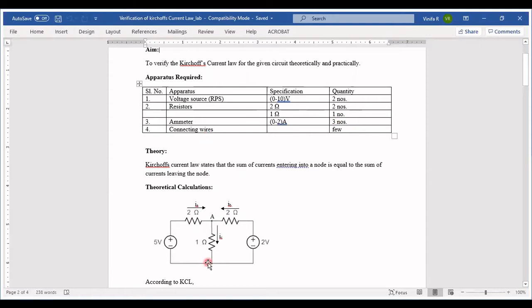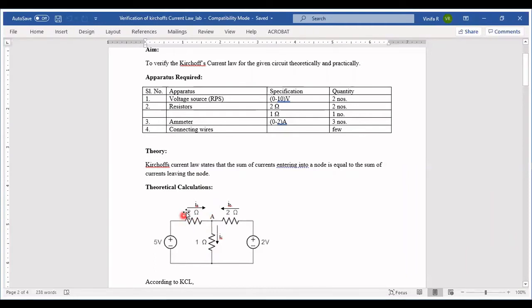And then here we are going to do Kirchhoff's current law. So we are going to measure the currents. Here we are taking the currents at node A. The currents entering that node A: IA flowing towards node A and IB flowing towards node A, and IC flowing away from the node. So IA plus IB is equal to IC will hold for this node according to Kirchhoff's current law.